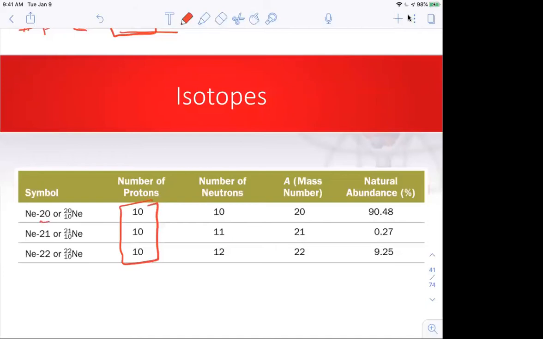Neon 20 has 10 neutrons. Neon 21 has 21 minus 10, or 11 neutrons. And neon 22 has 22 minus 10, which gives me 12 neutrons. This is the natural abundance. 90.48% of all neon is the neon 20 isotope. Only 0.27% is neon 21, and a little more, about 9.25%, is neon 22. So this is the most abundant isotope for neon.